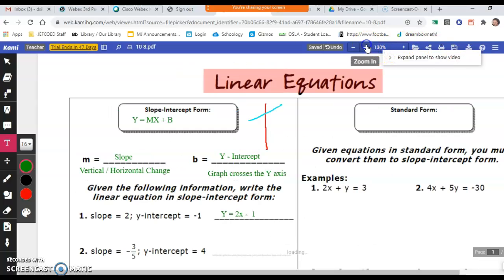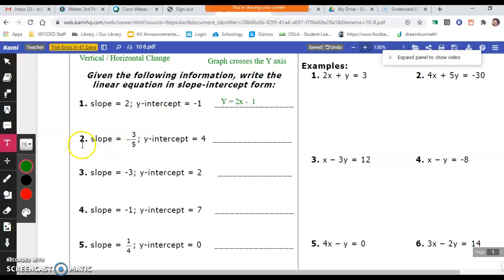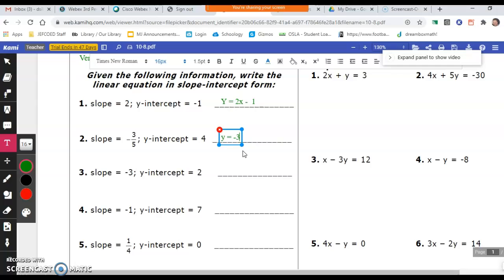Okay? All right, let's look at number 2. We've got the slope equals negative 3/5. Y-intercept is 4. Simply all we're doing is just substituting values in for the slope and the y-intercept. So we have y equals, my slope is negative 3/5. Pretty simple. My y-intercept is 4. So it's simply just plus 4. And add my negative 3/5 x.